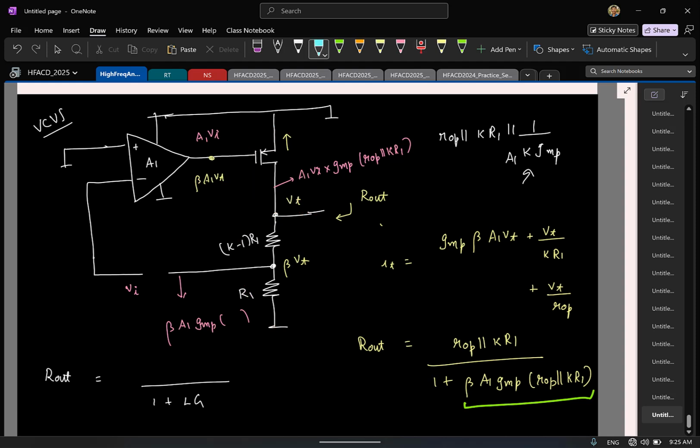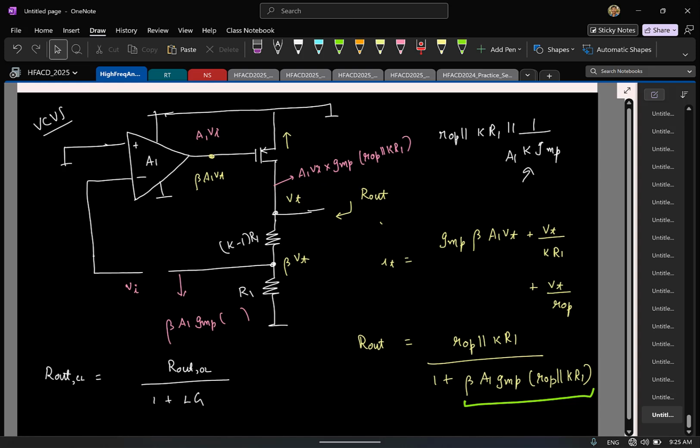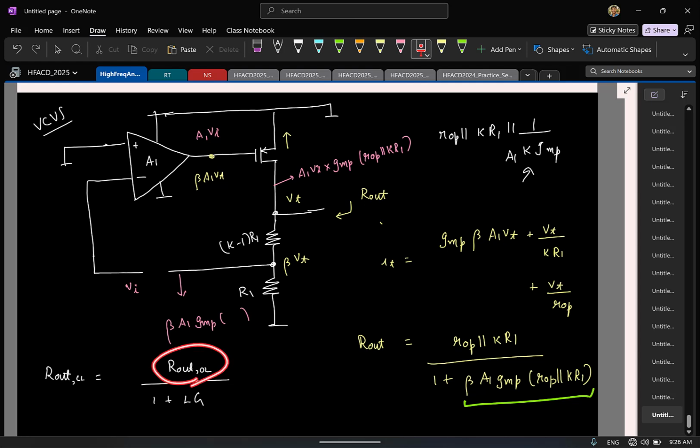So in a way I can write that the output impedance in closed loop is the output impedance in my open loop by 1 plus loop gain. And this is true if your negative feedback loop is trying to mimic a voltage controlled voltage source. If you have a voltage controlled voltage source, the output resistance or output impedance in the closed loop will be the open loop output impedance by 1 plus loop gain.